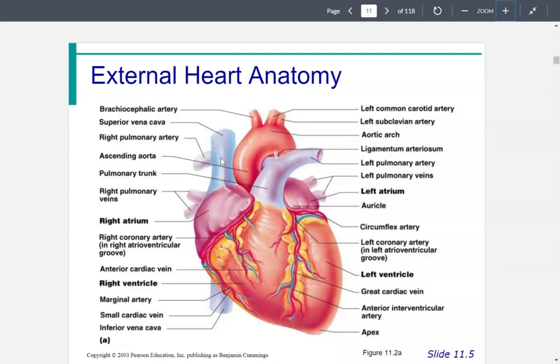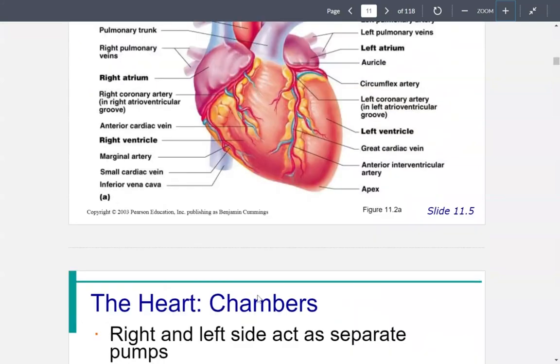Over here, we have the superior vena cava, and this is the primary vein, one of the largest veins in the body, and it is going to collect all the blood from the upper portion of your torso. Down here is the second largest vein, and that is the inferior vena cava, and that is going to collect all the blood from the lower portion of your body, bringing it all back to the heart.